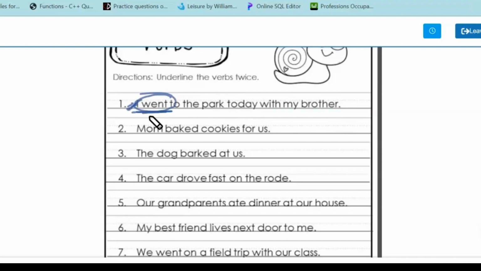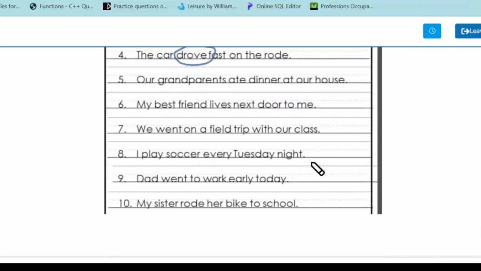Mom baked cookies for us. So mom did something. What did she do? She baked cookies. The dog barked at us. Dog barked. The action done by the dog is barked. The car drove fast on the road. So what did the car do? Drove. Okay, so these are the verbs. Try out the other examples as well. This will help you to understand verbs better.